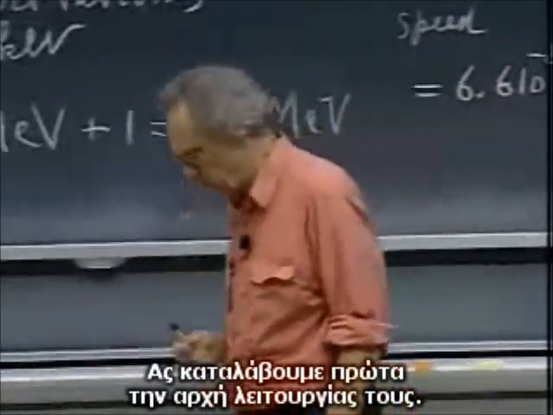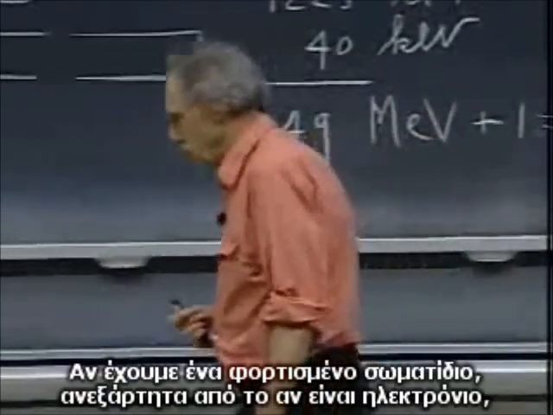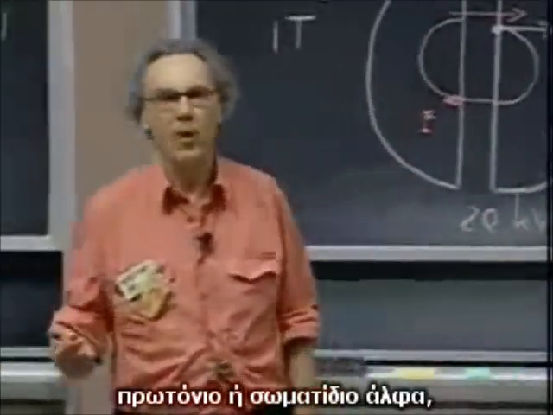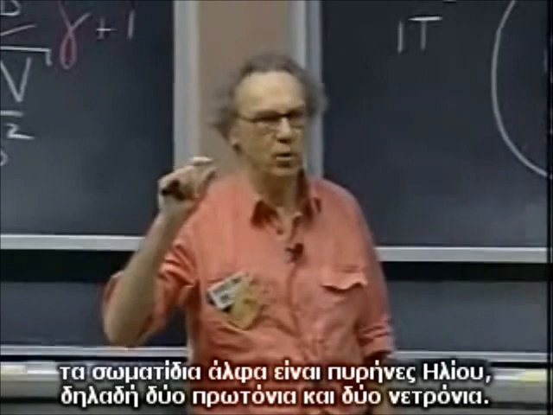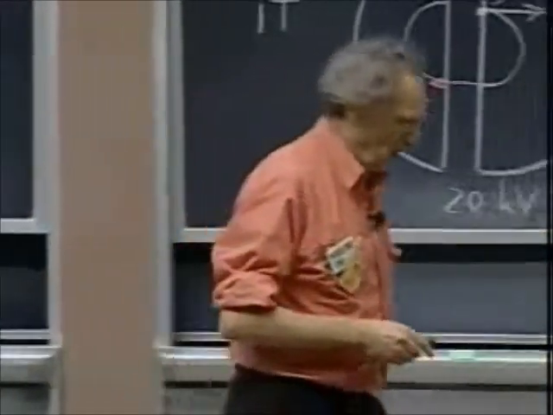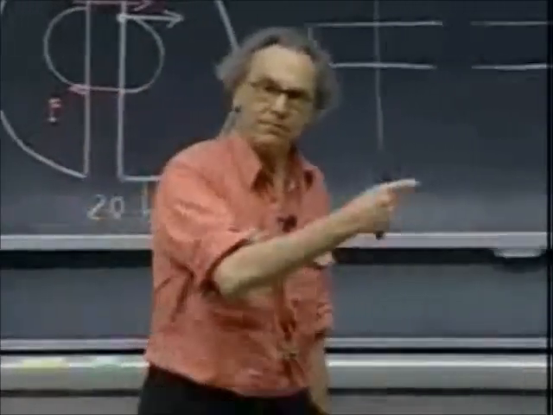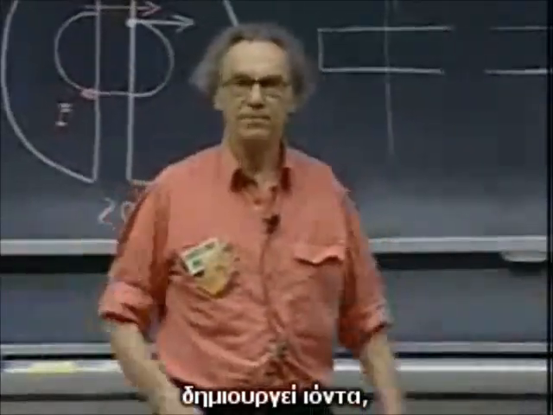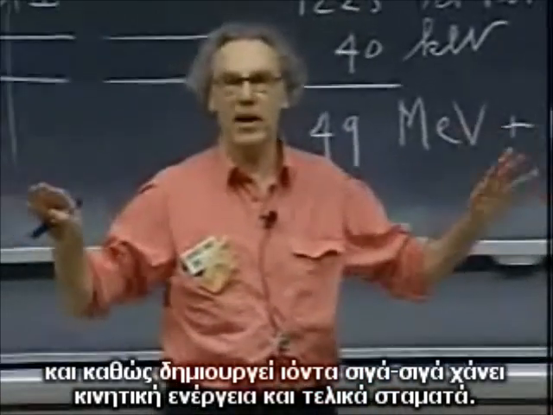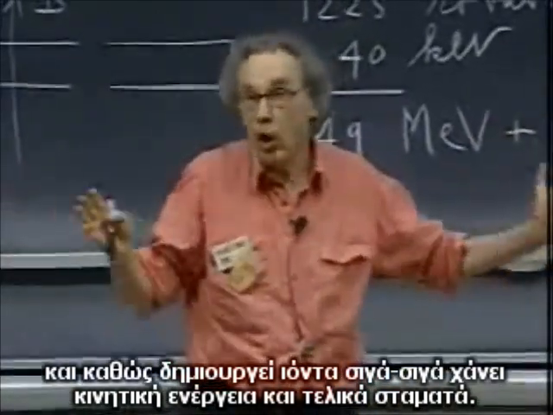Let's first understand the principle. If you have a charged particle, whether it is an electron or a proton or an alpha particle, which is the nucleus of helium, it's 2 protons, 2 neutrons. If it goes through the air, it makes ions. And as it goes through the air and it makes ions, it slowly loses its kinetic energy, and it finally comes to a halt.